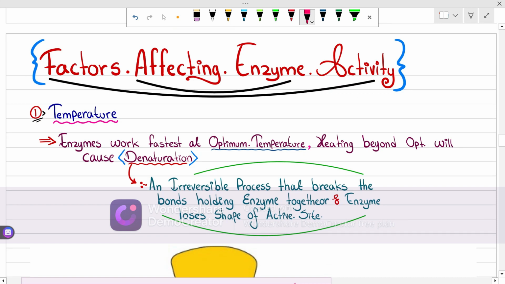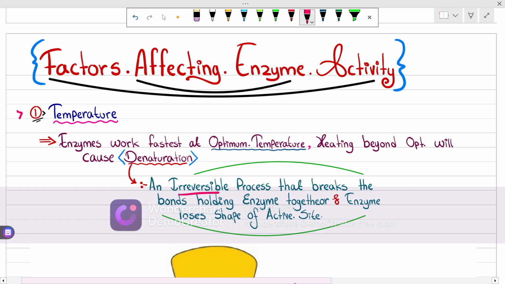There are two factors affecting enzyme activity. The first one is temperature. Enzymes work fastest at their optimum temperature. If you heat an enzyme beyond the optimum temperature, it will cause denaturation. Denaturation is an irreversible process that breaks the bonds holding the enzyme together, and the enzyme loses the shape of its active site. So all enzymes have a specific temperature known as their optimum temperature.